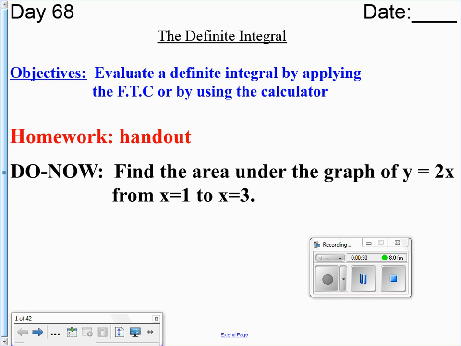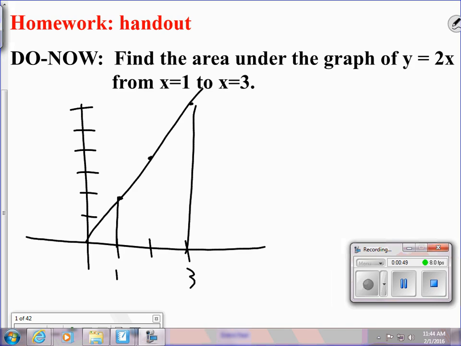So for the do now, I want you to find the area under the graph of y equals 2x. Give it a little sketch from x equals 1 to x equals 3, and you can get the exact area under that graph from 1 to 3. We're trying to find the area under the graph y equals 2x from x equals 1 to x equals 3. Gina got 6. Anyone else get 6? Anyone else get a different answer?